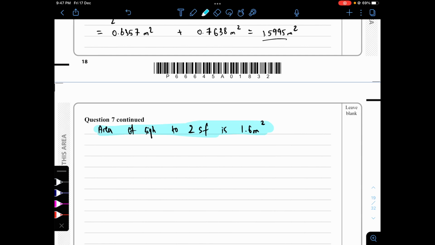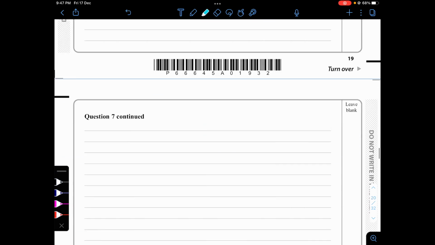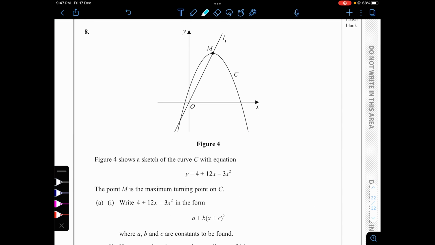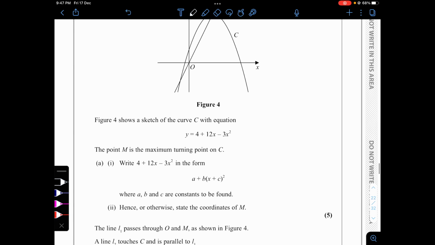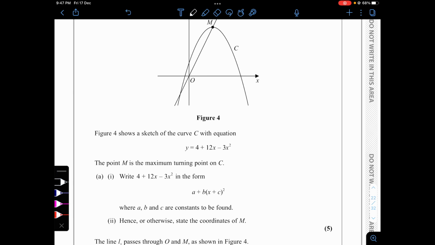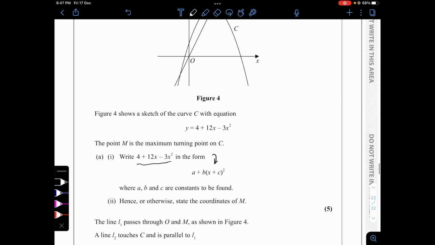Let's move down. We have question number 8. Figure 4 shows a sketch of the curve C with the equation y equals 4 plus 12x minus 3x squared. Point M is the maximum, a turning point on C. Part A(i): write 4 plus 12x minus 3x squared in the form a minus b(x plus c) squared, so this is completing the square, hence or otherwise state the coordinates of M. That's pretty simple, so let's do that.